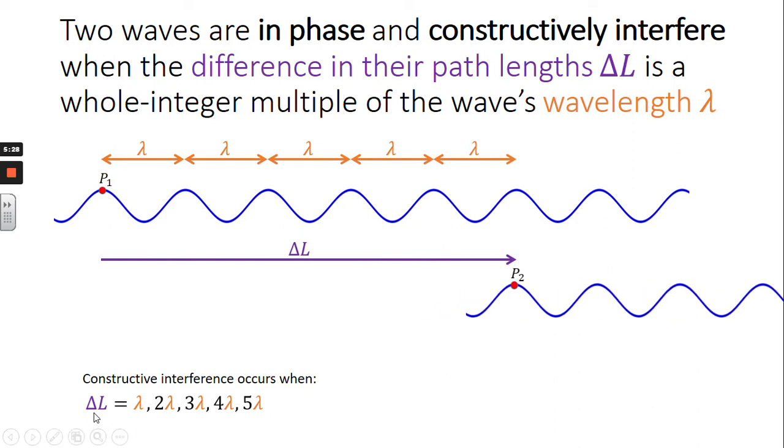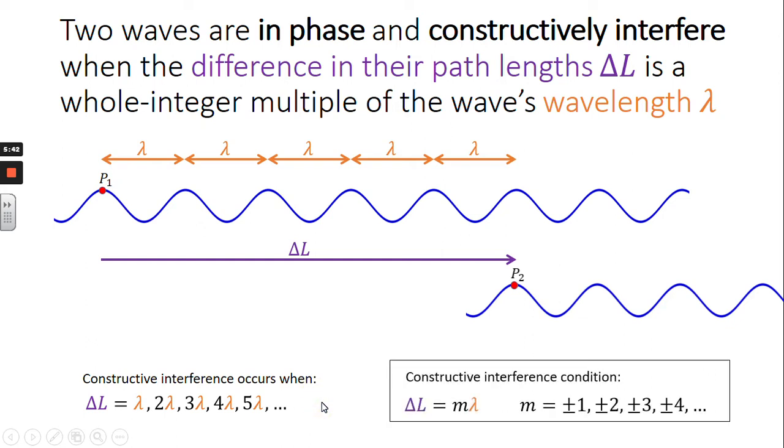So we get constructive interference whenever the path difference between your 2 points, delta L, is 1 wavelength, 2 wavelengths, 3 wavelengths, 4 wavelengths, etc. The pattern is that constructive interference happens when the path difference between your 2 waves, delta L, is some integer multiple of the wavelength lambda. So this is generalizing what's on the left here. M is any integer: plus or minus 1, plus or minus 2, plus or minus 3, etc.